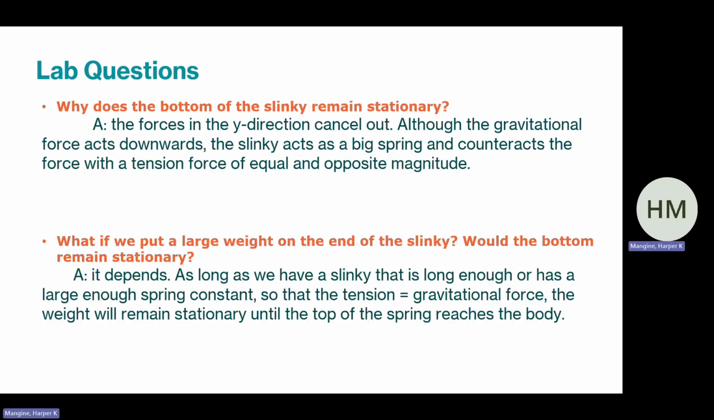Lab questions, yay. So why does the bottom of the Slinky remain stationary? The forces in the y direction cancel out. Although the gravitational force acts downward, the Slinky acts as a big spring and it counteracts the force with a tension force of equal and opposite magnitude. So while the top of the Slinky is falling, the tension force is equal and opposite, so the bottom stays still until it collapses altogether.